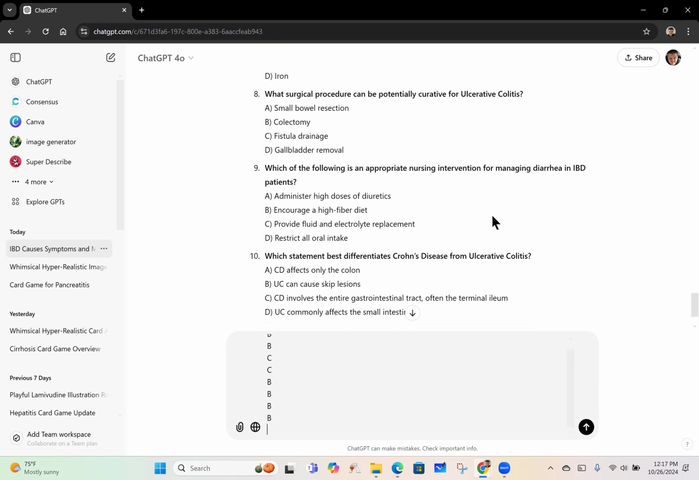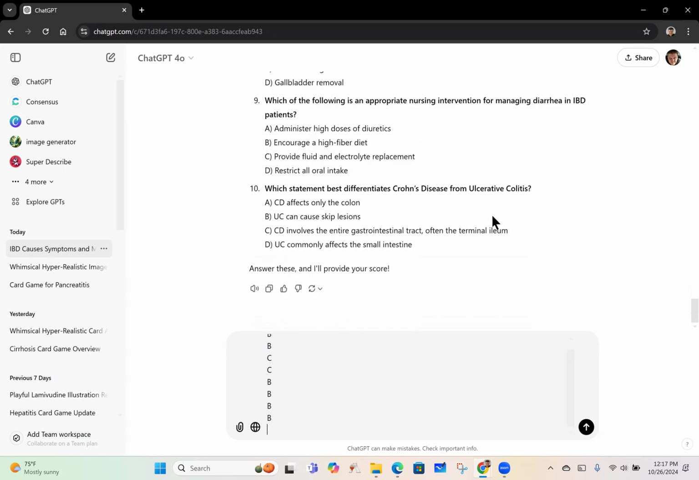Total colectomy. And which of the following is an appropriate nurse intervention for managing diarrhea? Fiber, fluids, which one? This one's kind of a tie. And we specifically in our table said fluid electrolytes, because they're losing a lot of fluid and electrolytes. And you could argue that's more of a priority over fiber. So if I get someone super dehydrated because they had diarrhea for 3 days, I'm going to fix the dehydration. Then I say, hey, let's increase your fiber too. Which statement best differentiates the two?